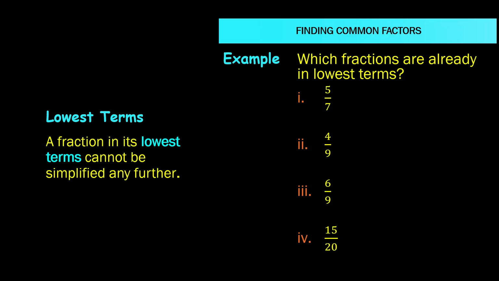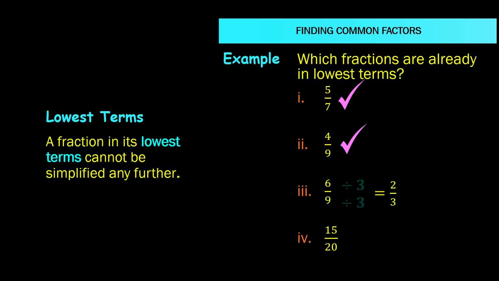So notice that 5 over 7 is actually in its lowest terms, and so is 4 over 9. However, when we come to 6 over 9, can you see any factors which are the same for both 6 and 9, which are greater than 1? Now the value 3 divides into 6 and into 9. So if we divide the numerator and the denominator by 3, then we have that 6 over 9 equals 2 over 3. Since 6 divided by 3 is 2 and 9 divided by 3 is 3.